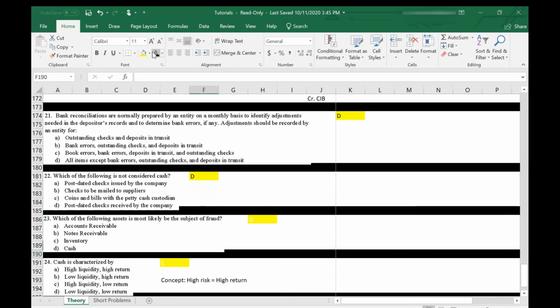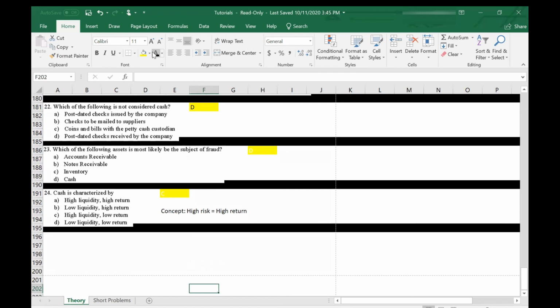Number 23. Which of the following assets is more likely to be subject to fraud? As mentioned, cash is king. Cash is more vulnerable to theft. Therefore, the item most likely to be subject to fraud is also the most liquid item, your cash, letter D.